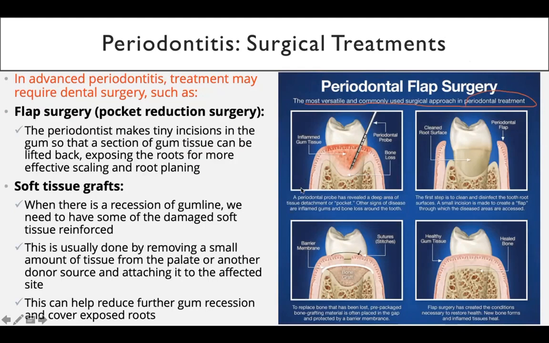A periodontal probe has revealed a deep area of tissue detachment, or a pocket. So with this periodontal probe, we are examining the depth of the pockets. After that, the first step is to clean and disinfect the tooth. We are doing scaling from the surface, and then we create a flap by giving a small incision through which the diseased area is accessed or exposed. So now the diseased area is exposed, right?